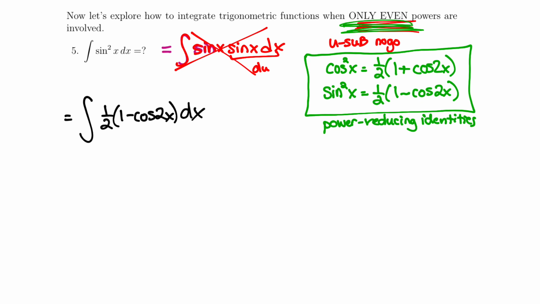All right. We changed it. Like Nate said, we changed it from sine squared into 1/2 times 1 minus cosine 2x. All right, Kyle, here we go. We're going to take this antiderivative. What do you want to do?